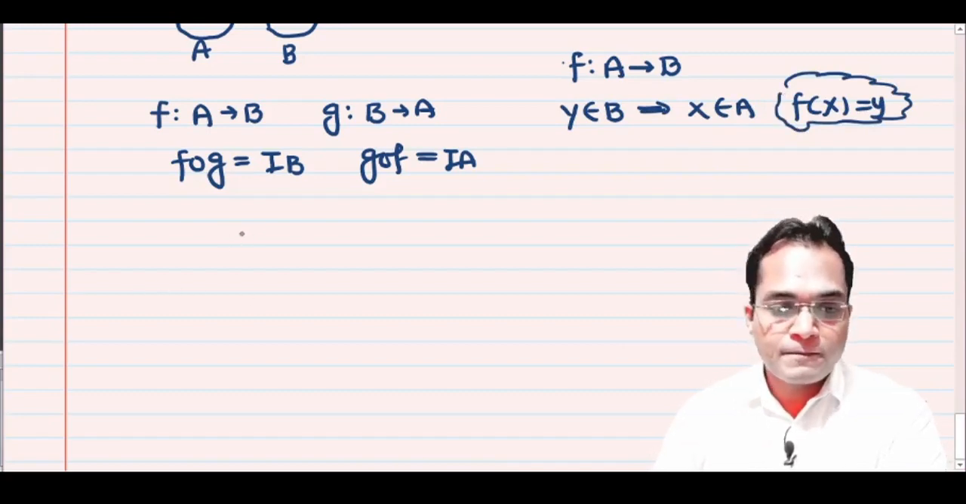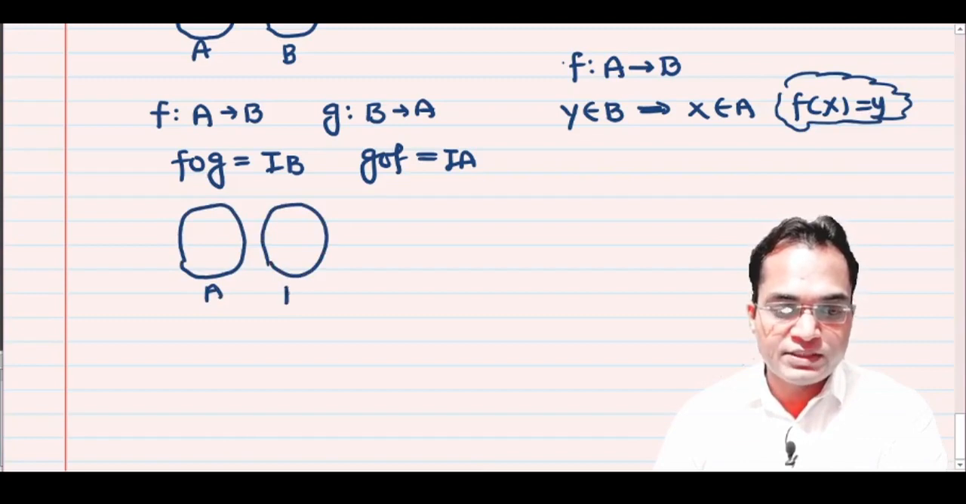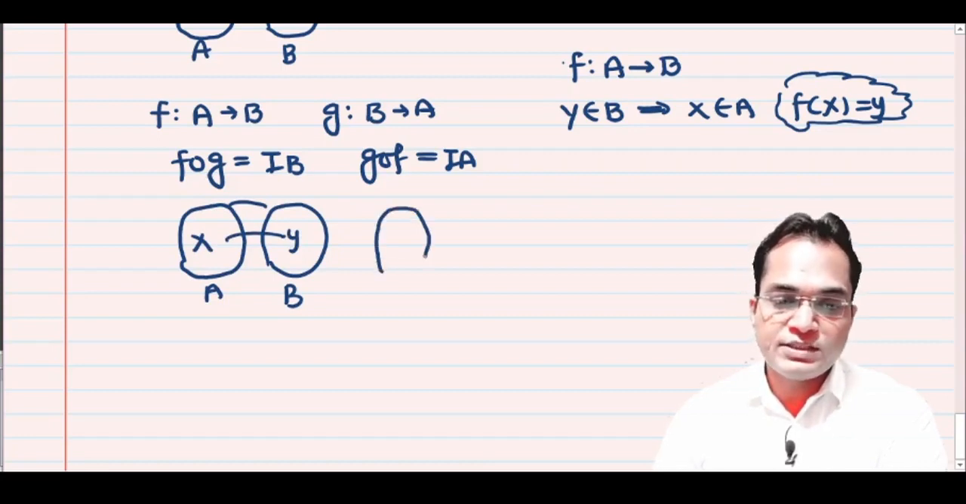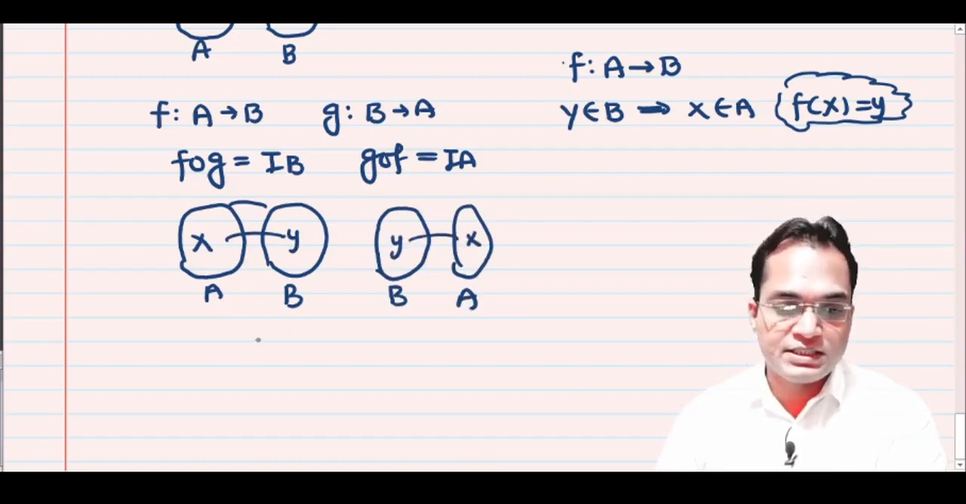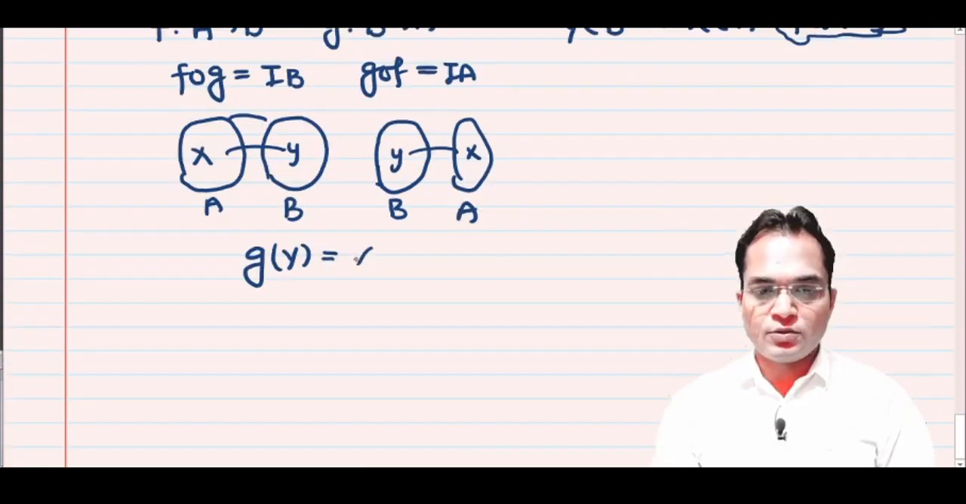Here I am going to take that if it is a function A to B defined function, it is the f function. Here x, then it is the y. For the function g, it is B to A defined. Yes or no? B to A. For y, it is the x. Now we can write g(y) equals x. Yes or no? It is equation number one.